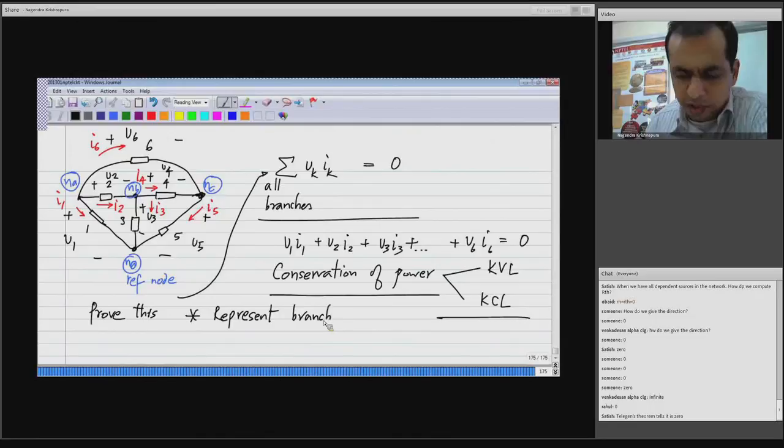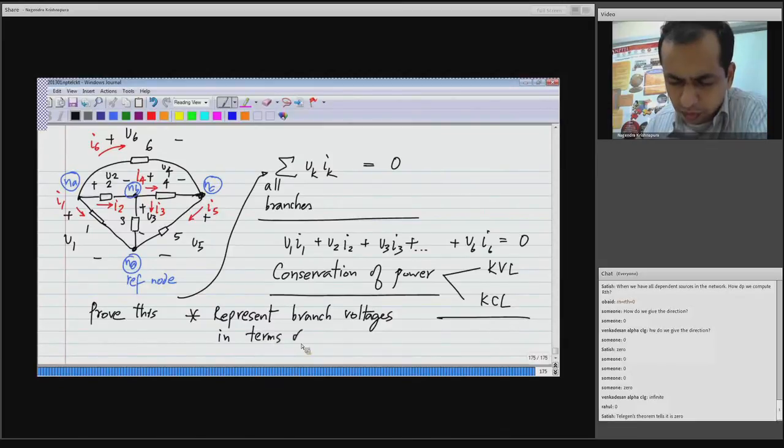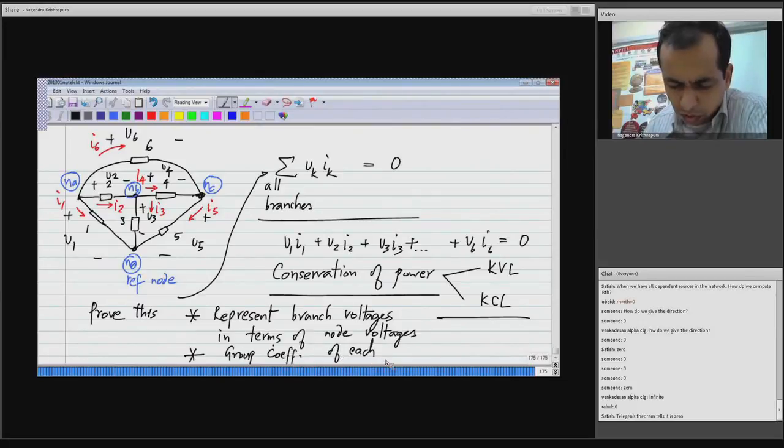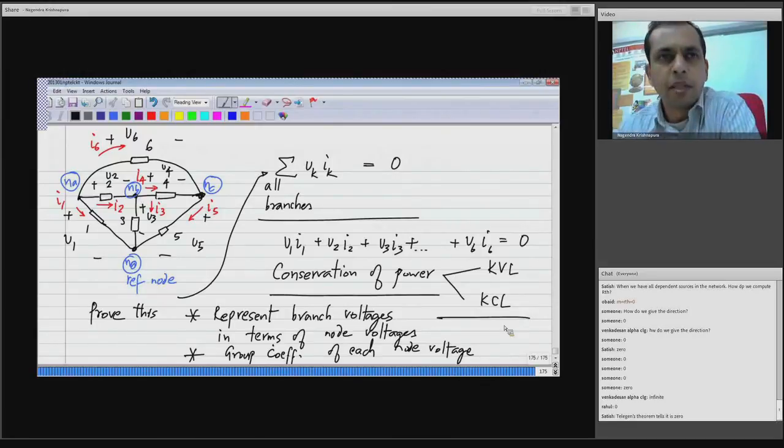So for this you have to represent branch voltages in terms of node voltages and group the coefficients of each node voltage, and then you will be able to pretty much immediately see the answer, okay.